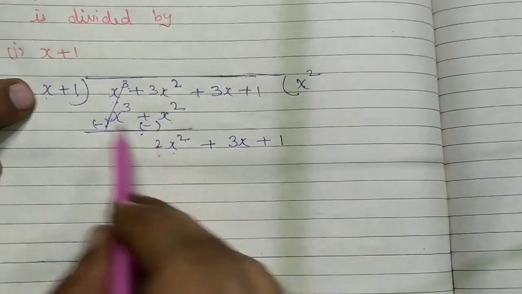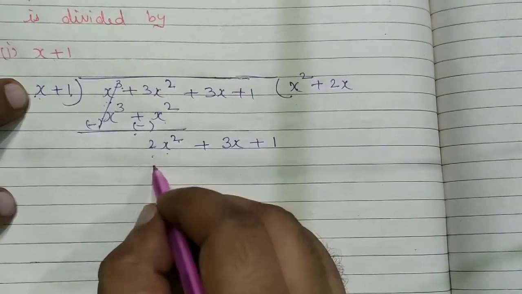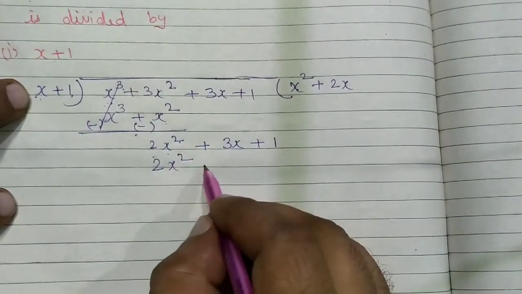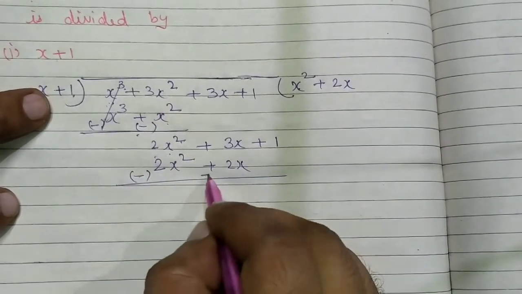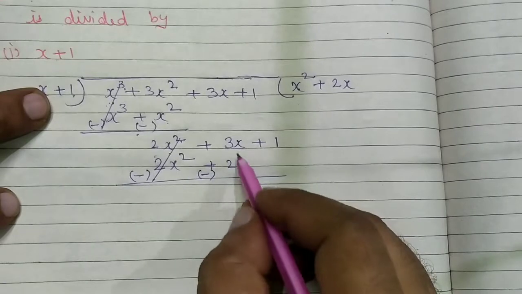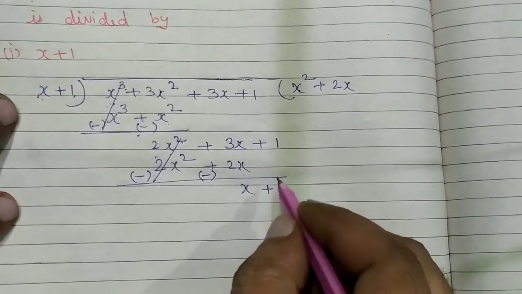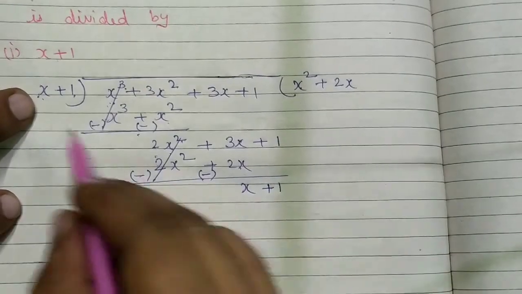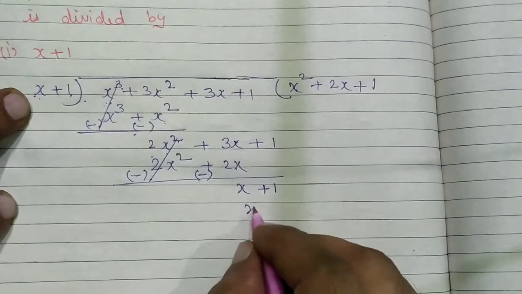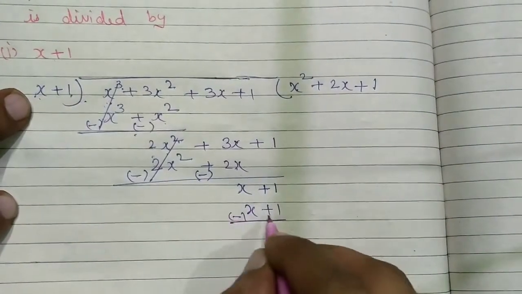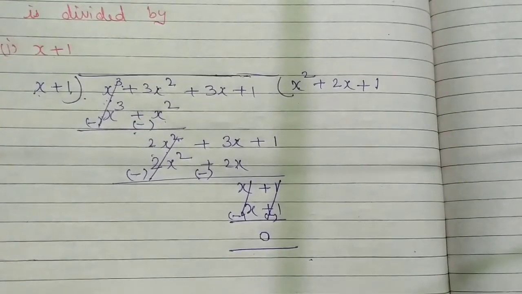Now we need 2x square, so 1x we are having here, so we just need this one to get this one, and 2x, right? So let's change the signs. This will be cancelled, and 3 minus 2x is x, and the one we just drop it down here. Okay, now this one is multiplied with 1. Then we'll get the answer x plus 1. Now changing the signs, this will be cancelled, this will be cancelled, and the remainder will be 0.